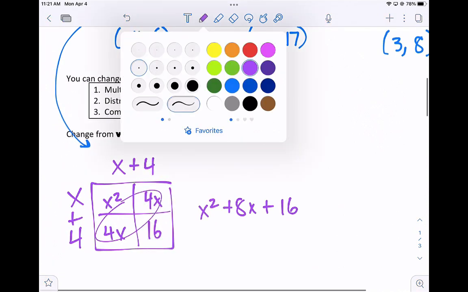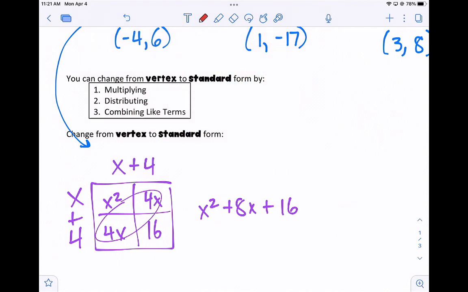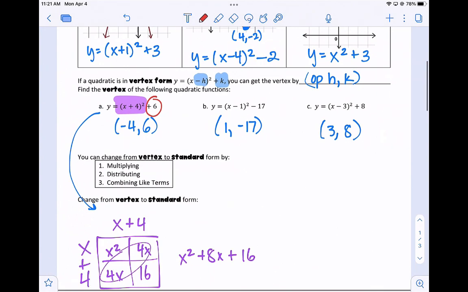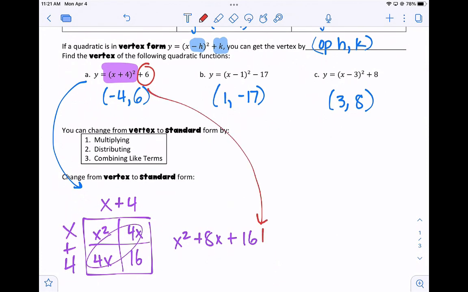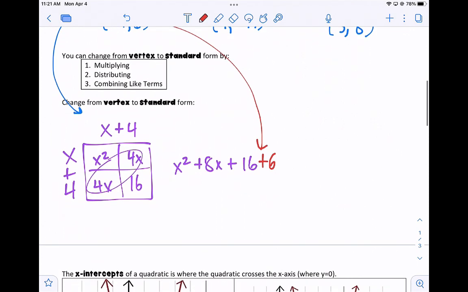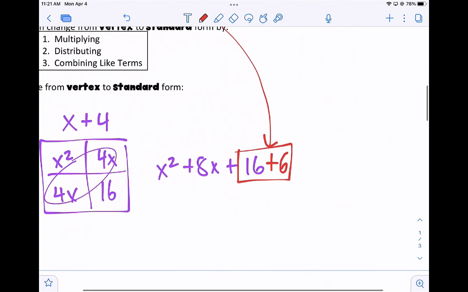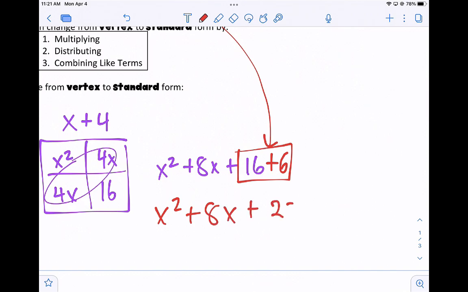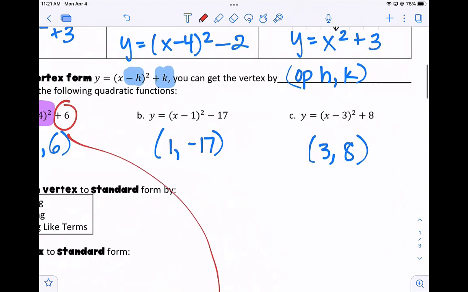The next step is we have this plus 6 hanging out at the end. So plus 6 right here. We'll combine these terms, and our final answer will be x squared plus 8x plus 22. And now it's in standard form where there are no parentheses. All right, let's do another one.